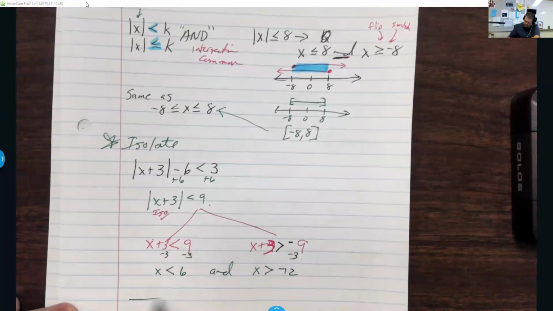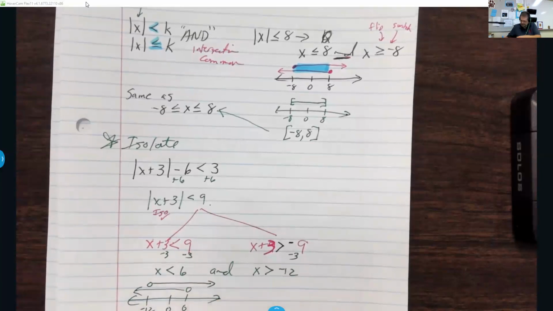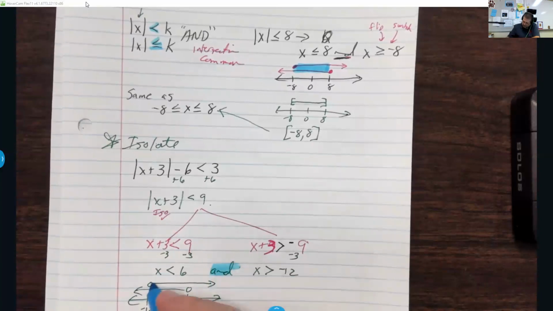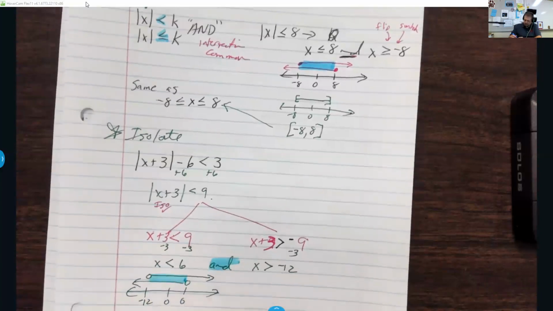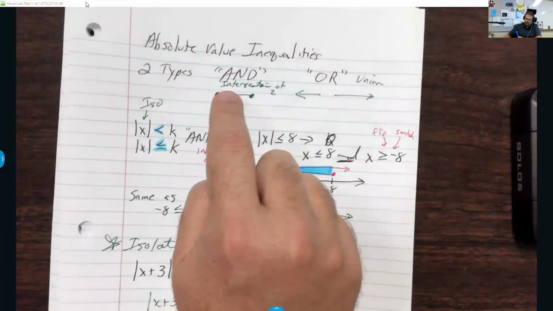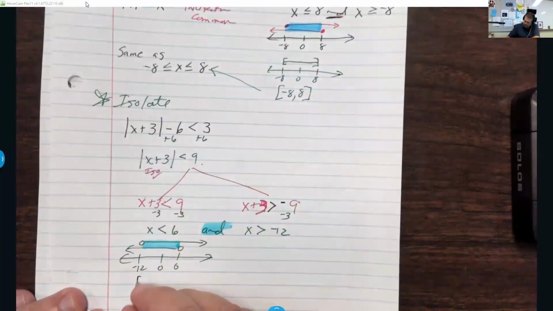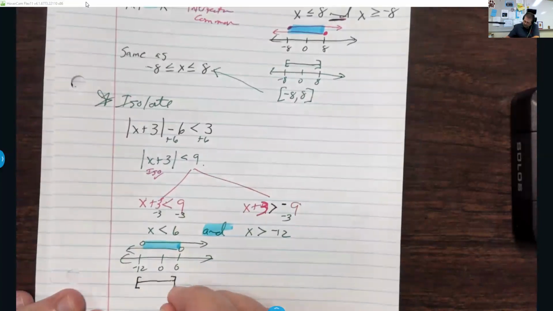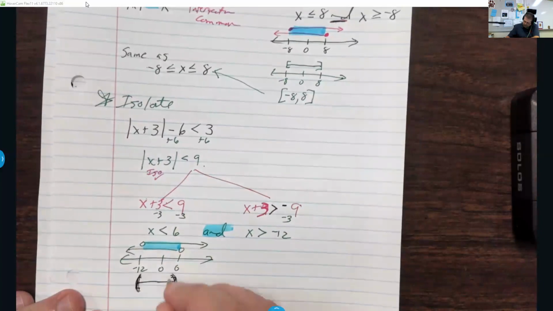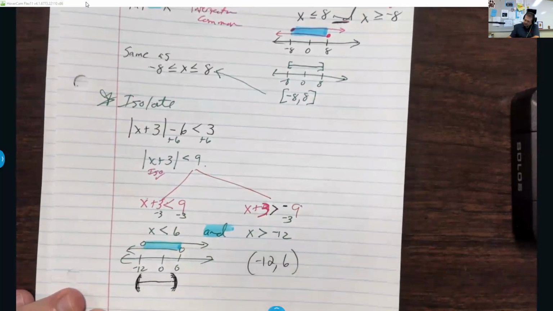So when I graph that, you're going to have 6 here and -12 here. And remember, if it's and, we look for what they have in common, those two. And remember at the beginning, I said we're almost always going to get a segment. The segment we're going to get is from -12 to 6. Whoops, it's open, so it's parentheses. So it's from -12 to 6, open.